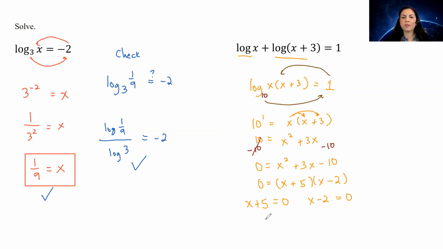So here, when I have x plus 5 equals 0, we get x equals negative 5. When I have x minus 2 equals 0, we get x equals 2. Now, it's very important that we check our solutions here because we're going to notice something interesting happen.